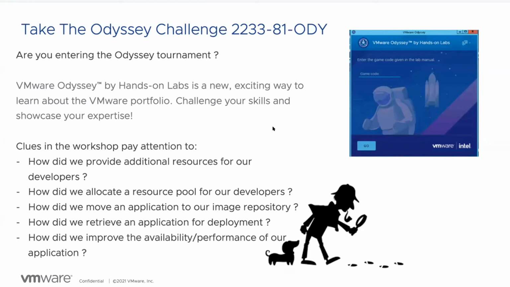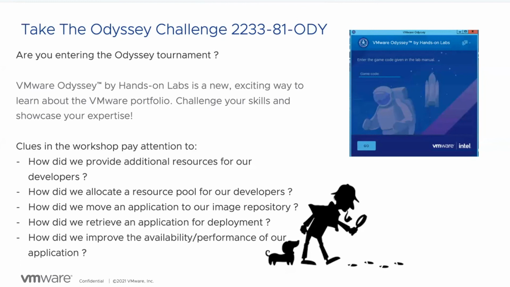So hopefully you got the clues for the Odyssey game. To refocus, think about how did we provide additional resources for our developers. In Module 2, we talked about how we could grow our workload cluster. How did we create that separate namespace? In Module 3, we created a namespace for our pet clinic application.